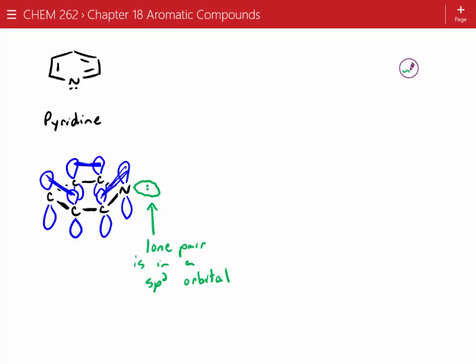So does that lone pair get counted towards the pi system? What do you guys think? To be counted in a pi system, it has to be in a p orbital, right? So this lone pair is not counted in the 4n plus 2 rule. So it does not count in the 4n plus 2 rule.